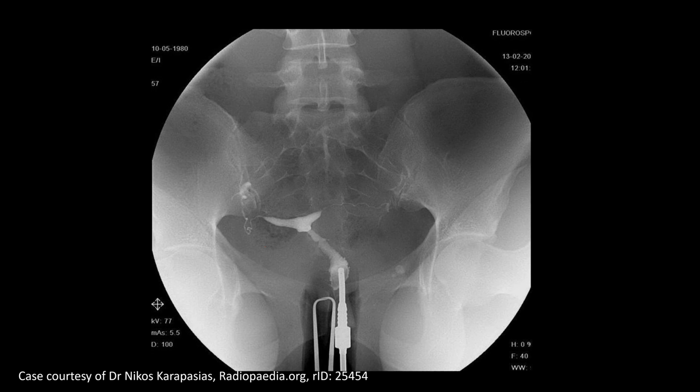Now you can see this small opaque shadow. This indicates a uterine cavity. This is the uterine cavity. Similarly, you can identify this thin white line on both sides. This thin white line indicates the cavity of the uterine tube. This is the lateral end of the fallopian tube.